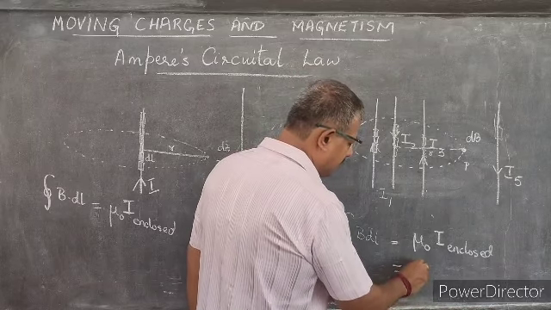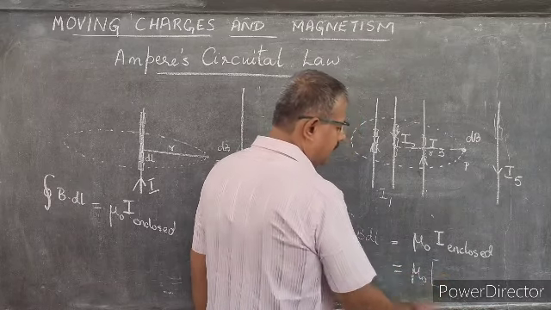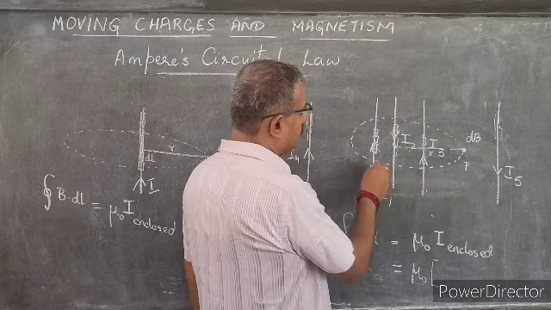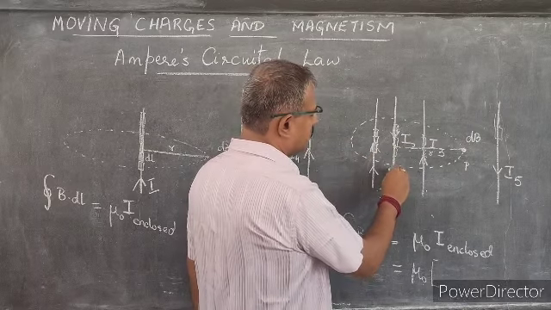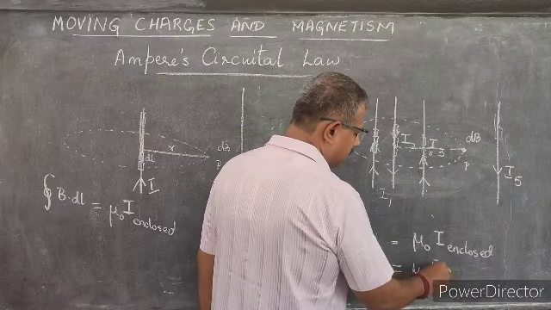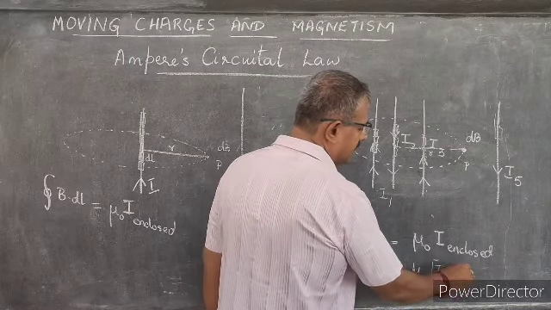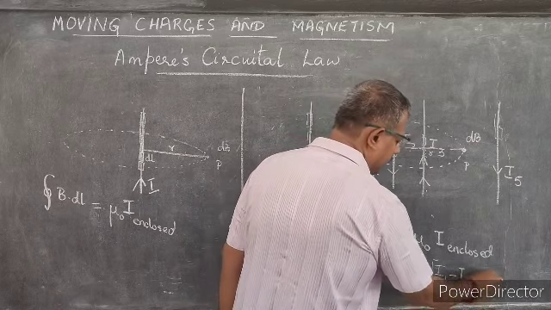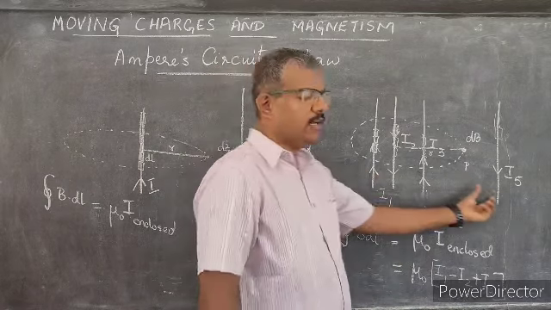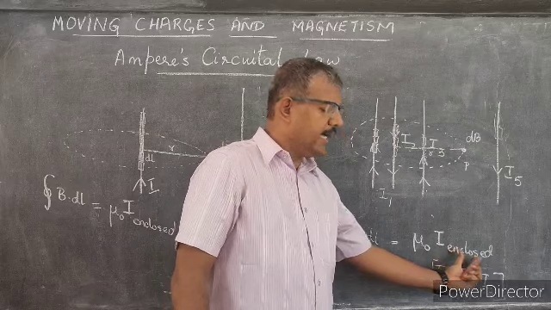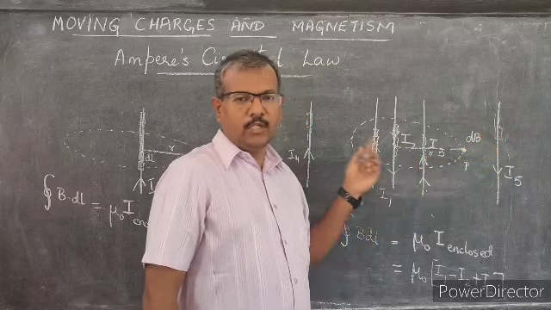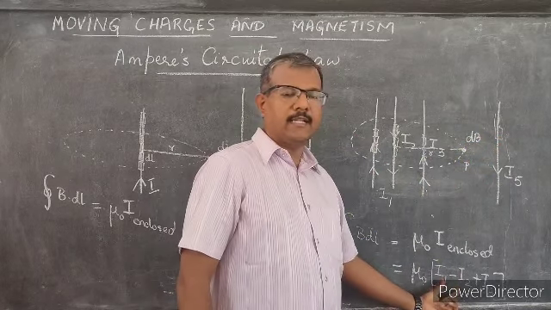So this now translates to mu naught into, let's say, the direction of I1. I take the direction of I1 as upwards, direction of I2 as downwards, and direction of I3 upwards. So if I take I1 to be positive, it's I1 minus I2 plus I3. Why only 3 currents? Why am I not considering I4 and I5? Because I am interested in only I enclosed. Whatever currents are enclosed within my imaginary loop, that's what I am interested in.